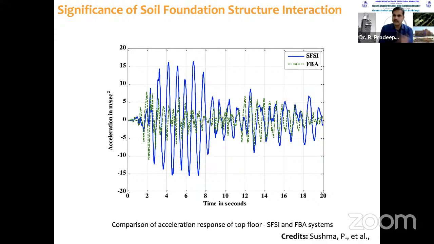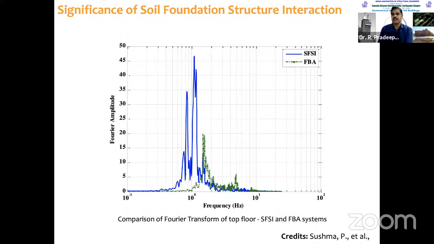And the same thing converted into the frequency domain, we will understand it clearly. Here you can see the Fourier amplitude spectrum for the same time history. The amplitude of 20, which is indicated using fixed base analysis, is suddenly increasing to around 46 or 47 when we are going for soil foundation structure interaction analysis.